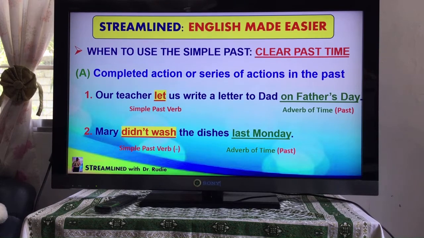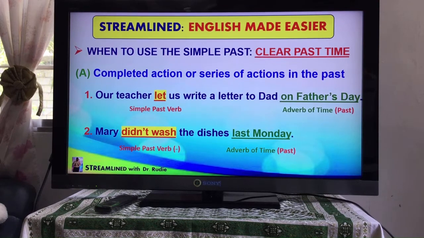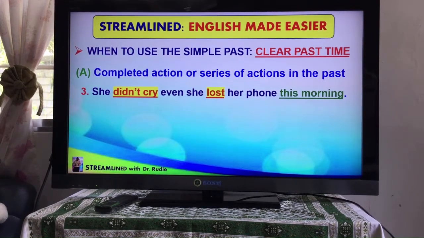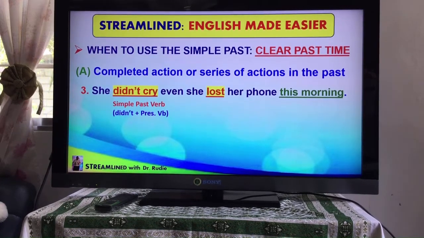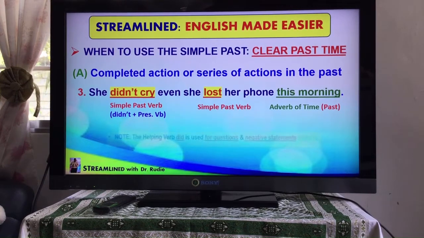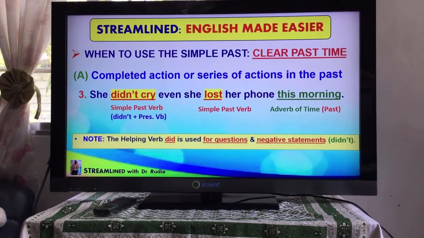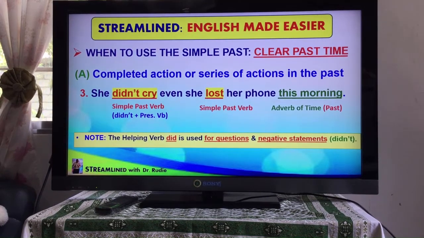If we look at the negative form of the past simple verb, didn't wash, didn't is usually followed by a verb in the present simple. Next, she didn't cry even though she lost her phone this morning. The simple past verb is didn't cry. Didn't in the negative and cry in the present form. Lost is another simple past verb, and this morning is the exact time in the past. Let us all remember that the helping verb did is used for questions and negative statements in the past simple.